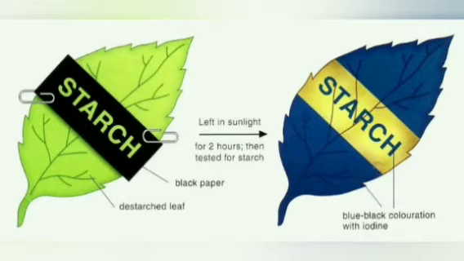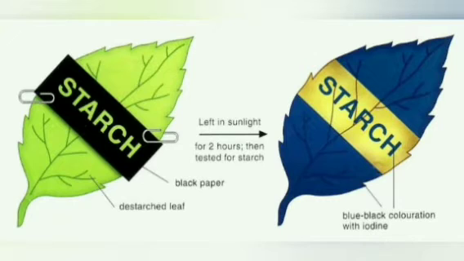We will find that wherever there was a black strip, it tested negative for the iodine test. So it gave a brown color. The other areas were blue-black in color. So that is why we can say that sunlight is necessary for photosynthesis.